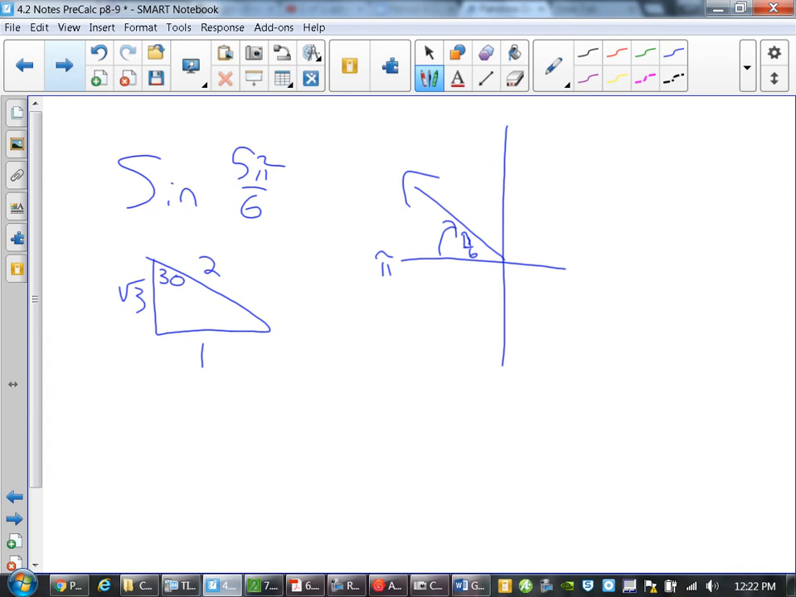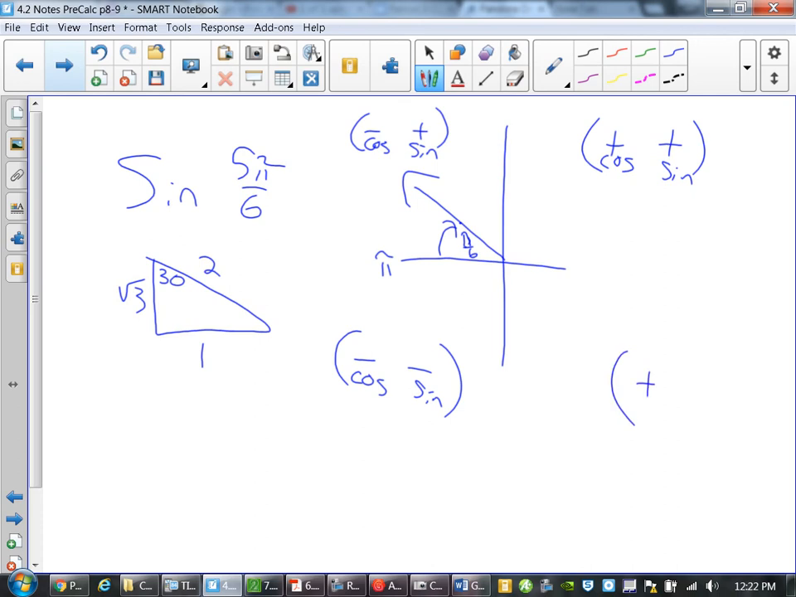The sine of 30 would be 1/2. Would you be okay with that? The sine of 30 is 1/2, but what quadrant am I in? Second. Is sine positive or negative in the second quadrant? Positive. Remember, positive, positive for cosine, sine; negative, positive for cosine, sine; negative, negative for cosine, sine; and then positive, negative for cosine, sine.